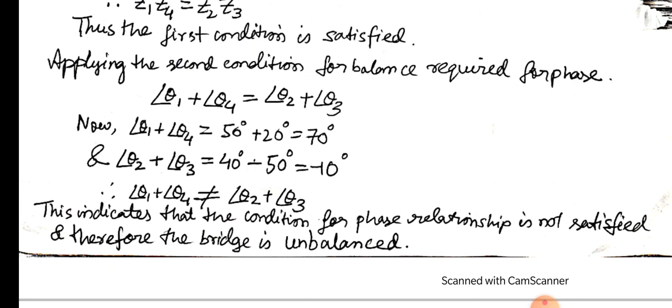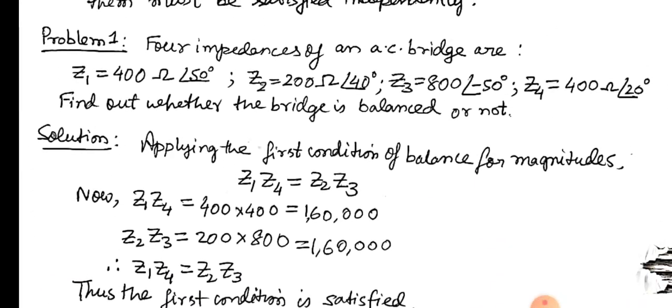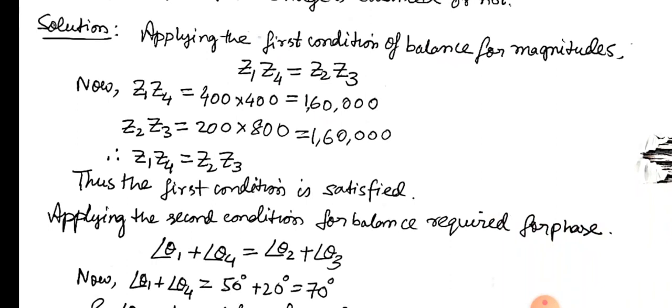So this is not equal to this, and thus it indicates that the condition of phase relationship is not satisfied, and therefore the bridge is unbalanced. So we can't say that the bridge is balanced even if the magnitudes are equal. The phase relationship should also be equal to say that the bridge is balanced. Since it is not balanced, we can say the bridge is unbalanced. Okay, so this is about the bridge balancing part.